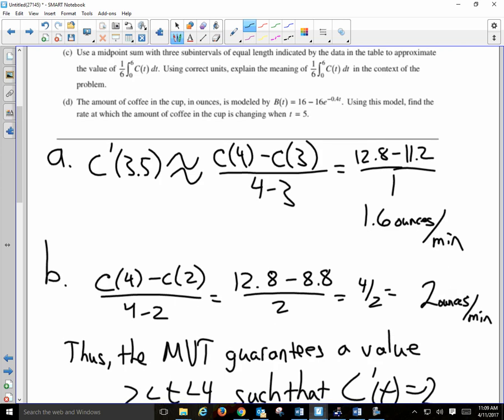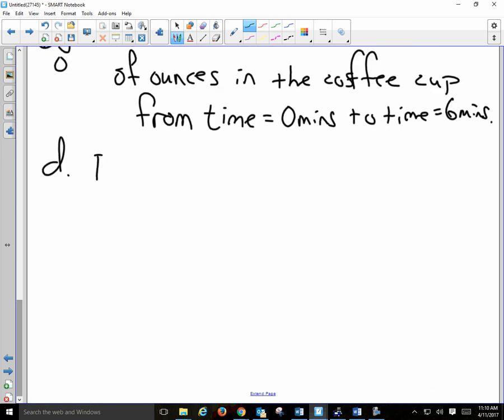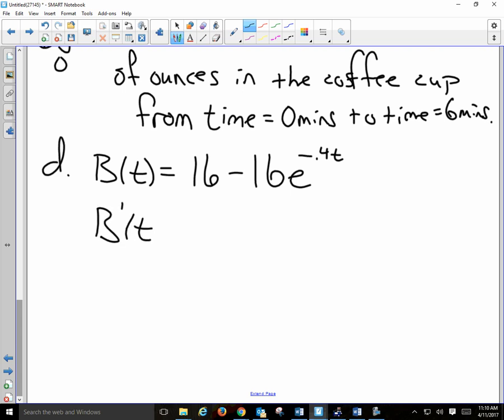The amount of coffee in the cup in ounces is this guy. Use this model to find the rate at which the amount of coffee in the cup is changing when t is equal to 5. I'm looking for the rate at which the amount of coffee in the cup is changing. How do I find a rate? Derivative. I've got to take the derivative of that. So B of t is equal to 16 minus 16e to the negative 0.4t. I've got to find B prime of t. What's the derivative?